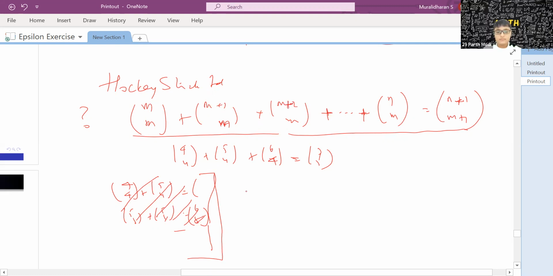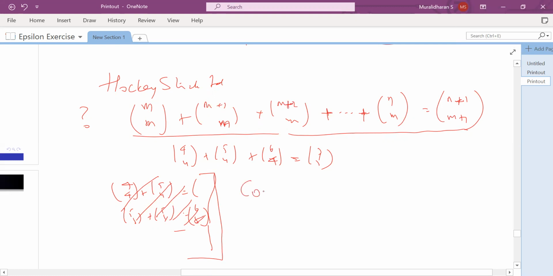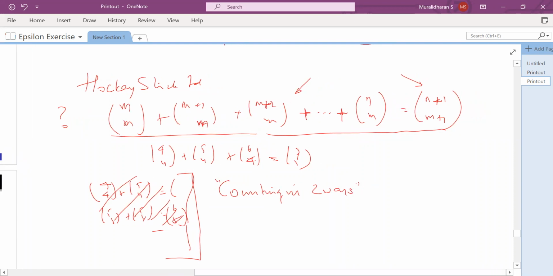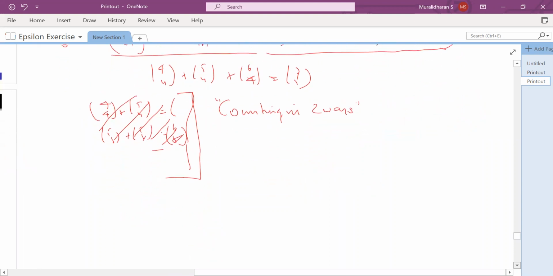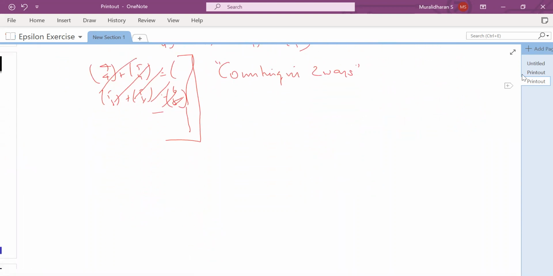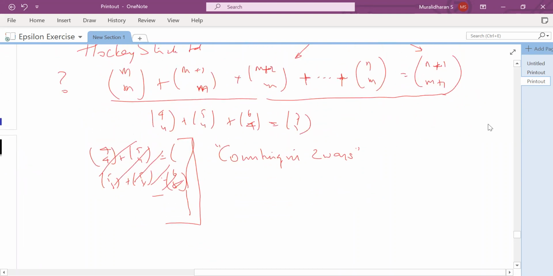There is an important technique called counting in two ways. What we will do is find a quantity and then count it in two different ways. One will lead to the left hand side, the other will lead to the right hand side. Then you would be done. Listen carefully. This is a very important technique, and it proves plenty of combinatorial identities in a quick fashion.